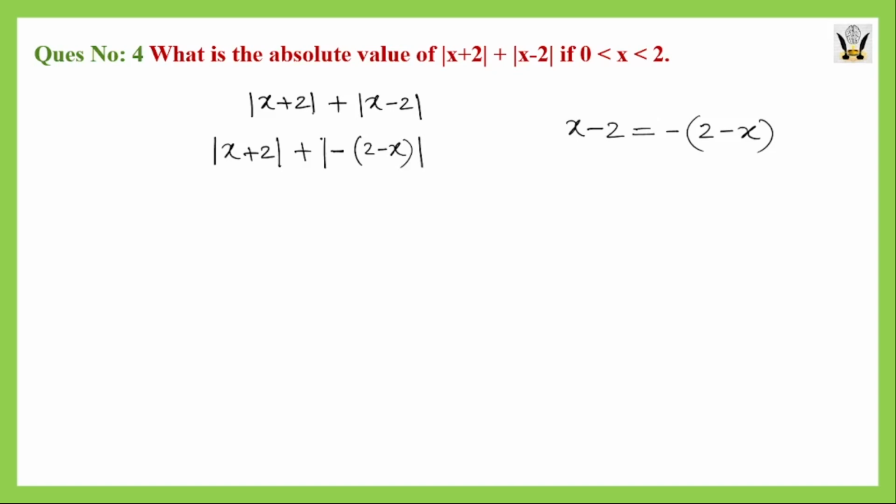And we know that whatever it is, plus or minus, the mod value will always be plus. So for x plus 2 it will be x plus 2 only, and for 2 minus x this minus sign will vanish as we are considering the mod value. So it will be 2 minus x. So this minus x and plus x will cancel each other, and the final value of this expression will be 4.